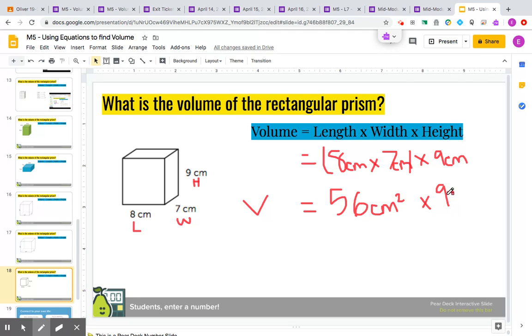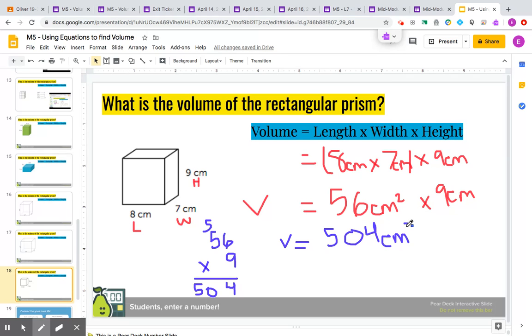I have to multiply by 9, though. I don't know that off the top of my head. So back to our standard algorithm, or repeated addition, or your area model. 9 times 6, anyone know what that is? It's 54. 9 times 5 is 45, plus my 5 is 50. So my volume is going to be 504 cubic centimeters.